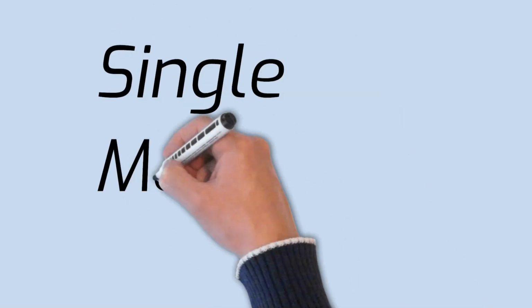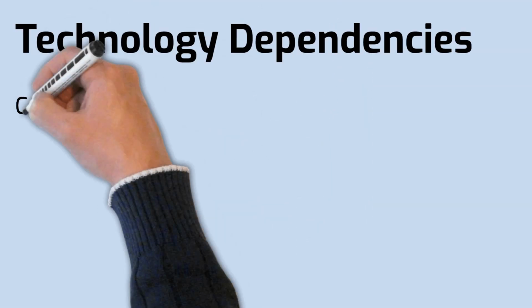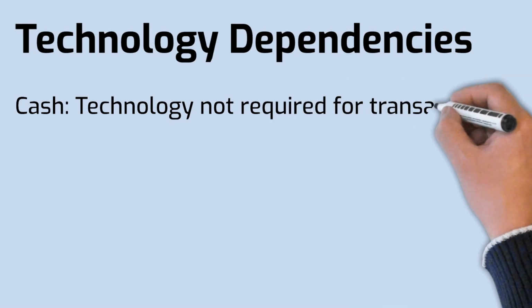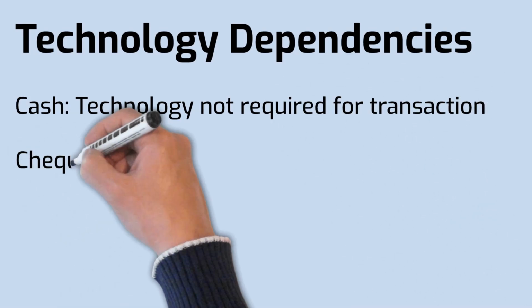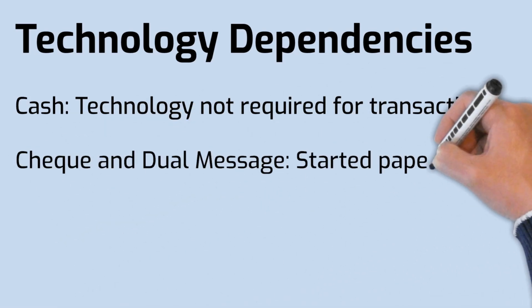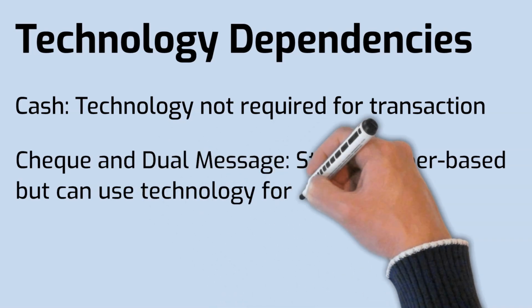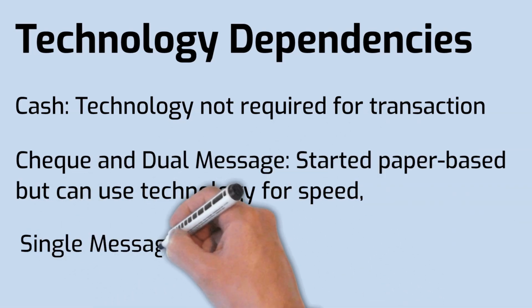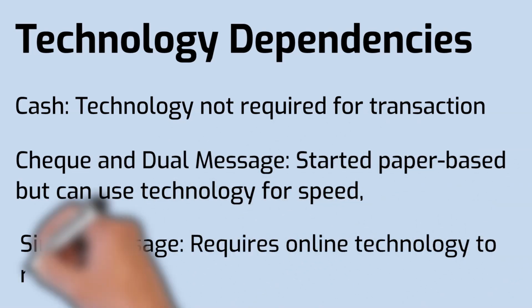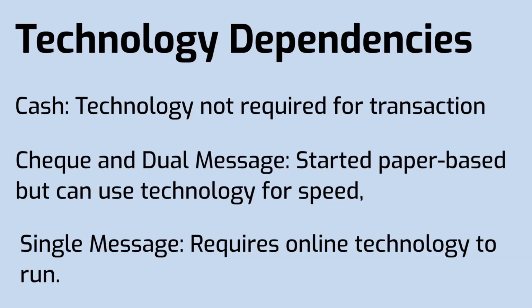Single message. Single message transactions attempt to mimic a cash purchase. Even though cash has been around much longer than checks, single message payment transactions are a much more recent innovation than dual message. This is due to the technology dependency of single message transactions. Cash needs no transaction technology. Checks and dual message transactions predate today's technology and did run on paper documentation. However, single message transactions require online terminals and immediate responses from the card issuer.